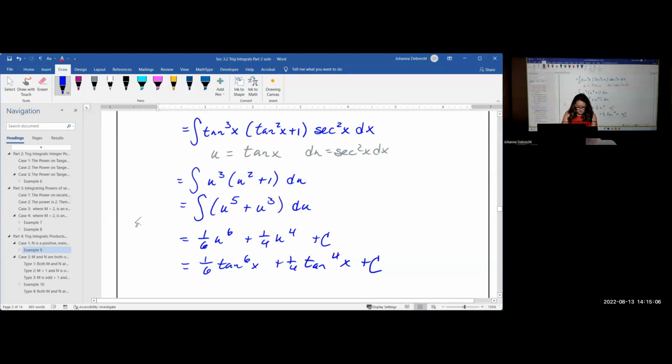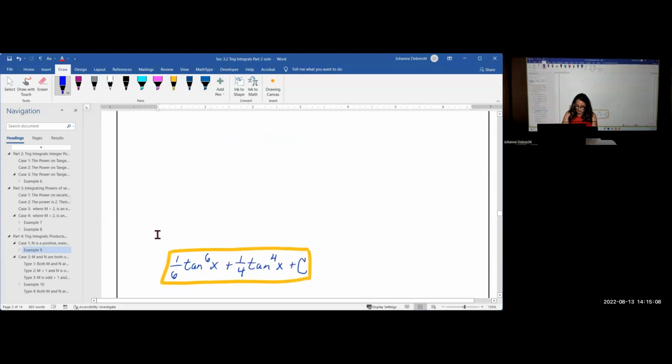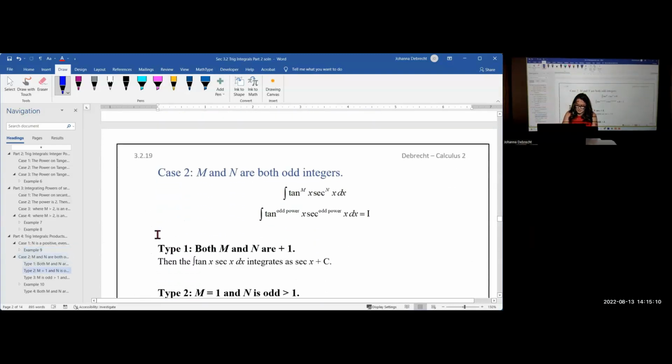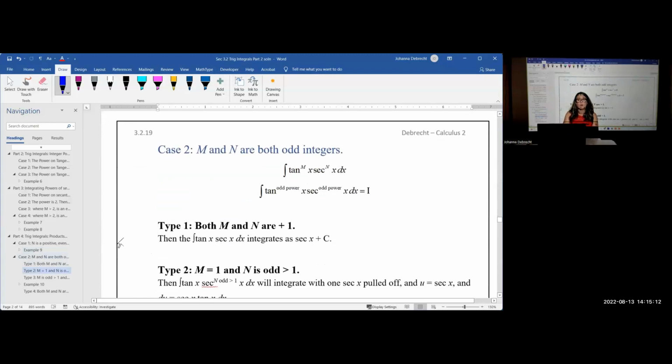All right, let's take a look at case 2 now. That was case 1, where the power on secant was even, and that enabled us to pull off 2 and have an even number left. Now we want to look at the next thing, which is that the power on secant is not even. If it's not even, then there are 2 options: the power on tangent is odd, or the power on tangent is even. But at any rate, the power on secant is definitely odd.